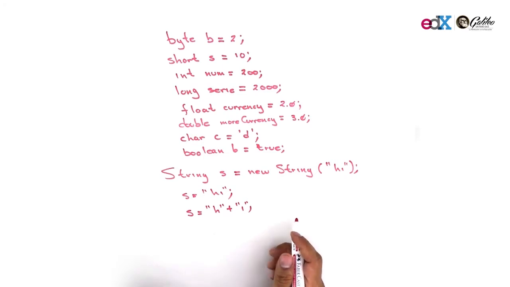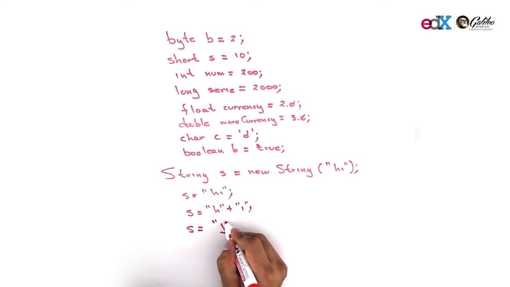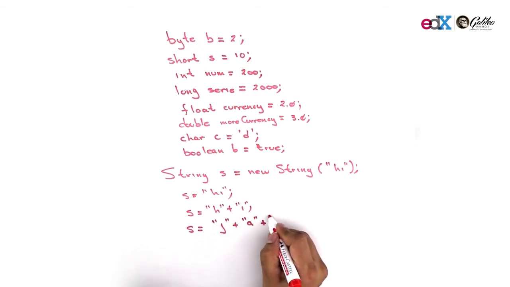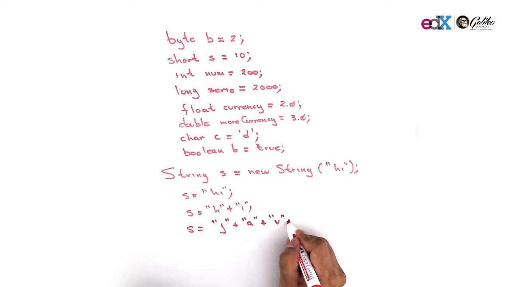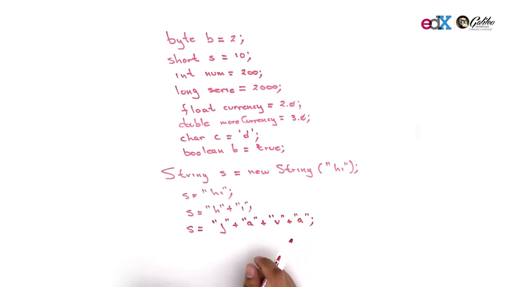Remember, each time you do operation with strings, you create another, in this example, J plus A plus V plus A. You have the word Java in this variable. You have to create 1, 2, 3, 4 strings to concatenate and create the new S variable.